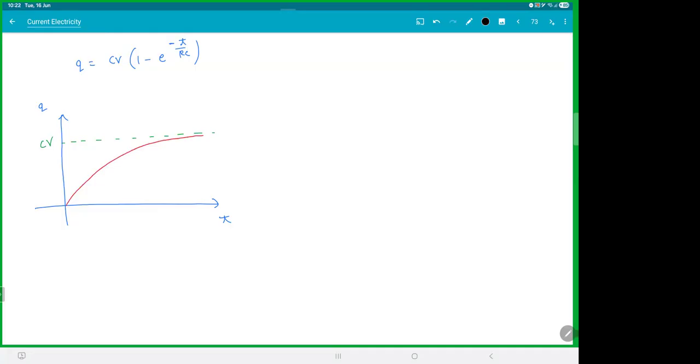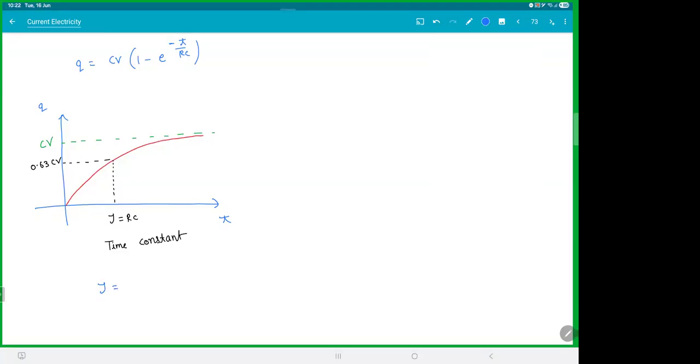So here we define something called a time constant. This is a new word. We call it tau, which is RC. This is 0.63 CV. Again, nothing really special about it. If you put tau equal to RC, this will become e power minus 1. So the number looks good in the power. So we take it as time constant. So this symbol tau, time constant.